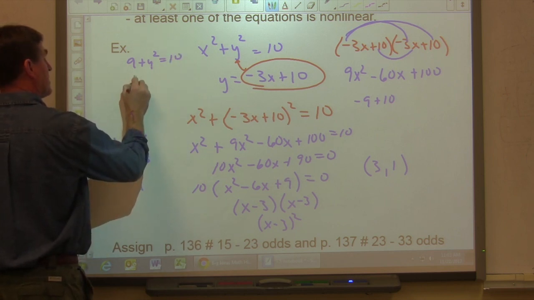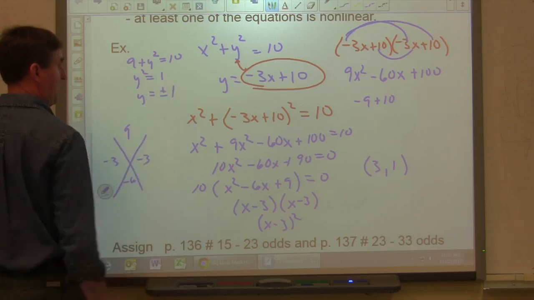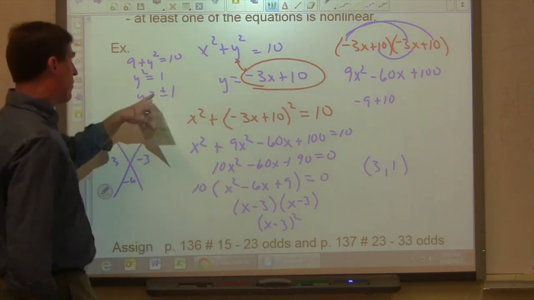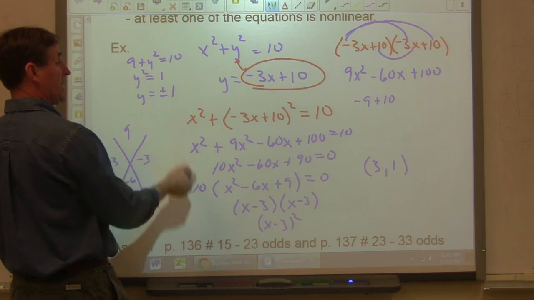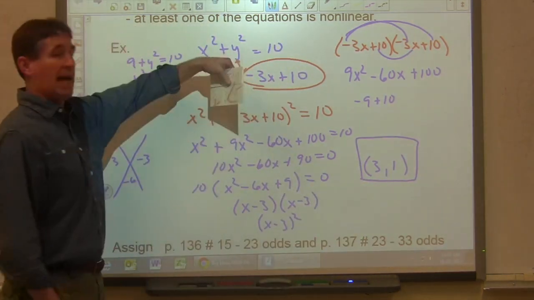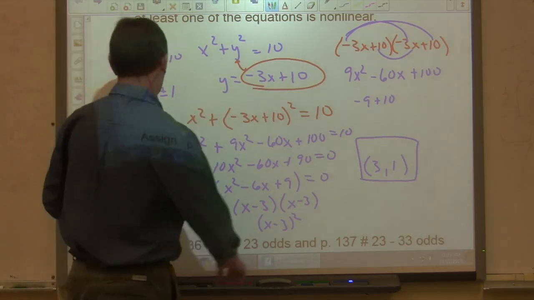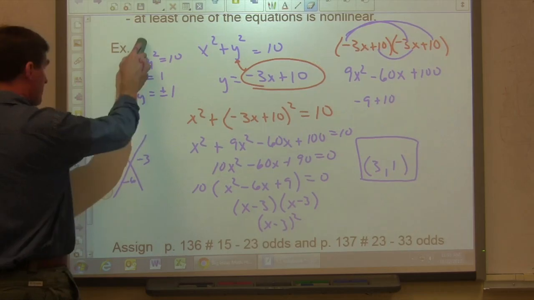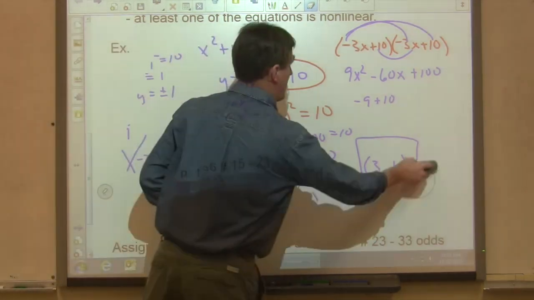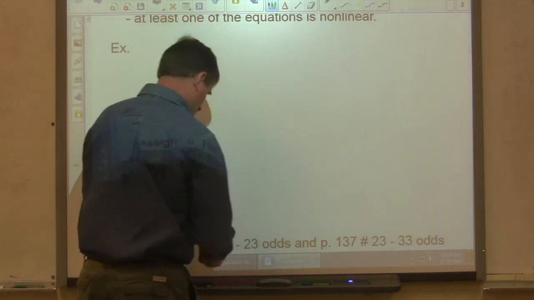And then you get y squared equals 1, so y equals plus or minus 1. The problem is the minus 1 won't work here, so that's an extraneous solution. So we're still back to this 3 equals 1 because it has to work in both. So you can see these are a little bit more complicated. But again, same process, just takes a little bit more time. So let's have you try a couple now.